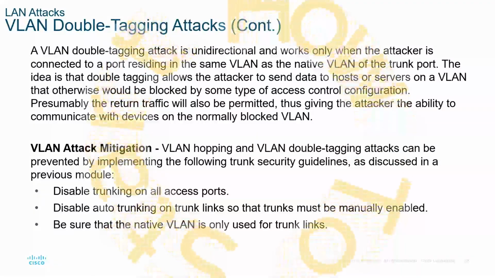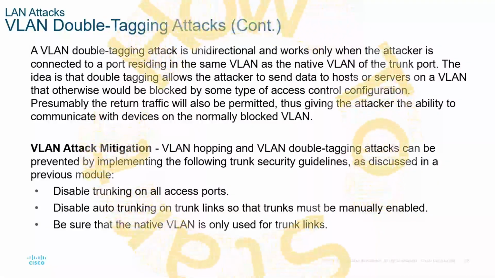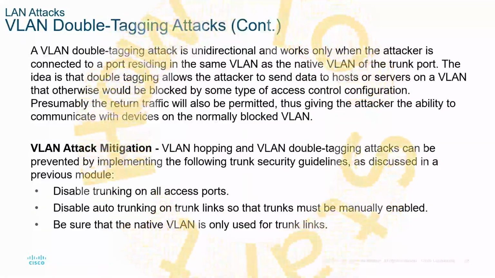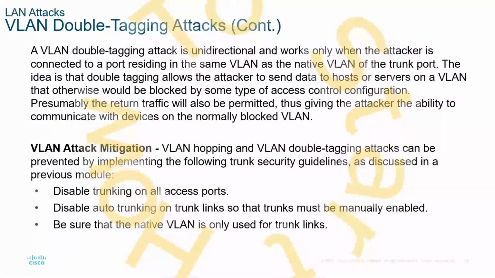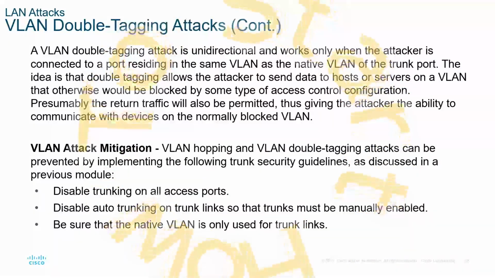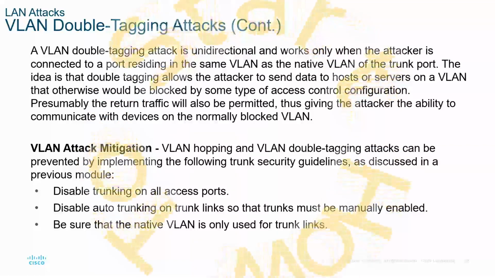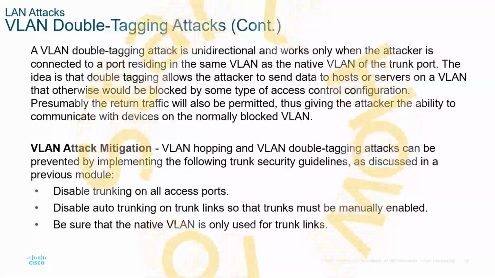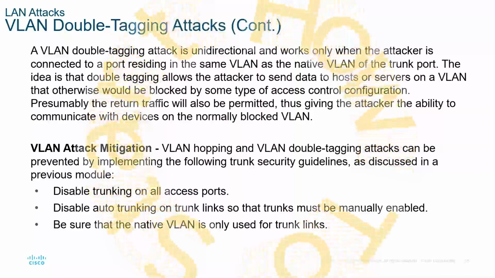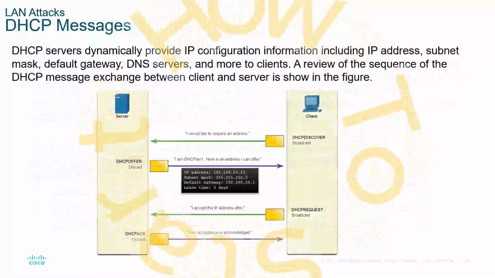So VLAN attack mitigation, how can we verify it? First of all, hard code access and trunk ports. Disable auto trunking. Be also sure that the native VLAN is only used for trunk links, not allowing our access ports to connect to it.